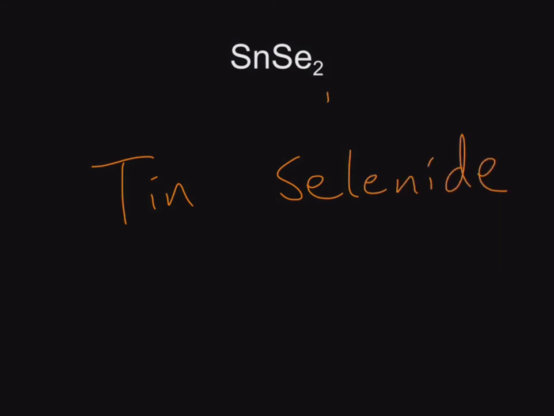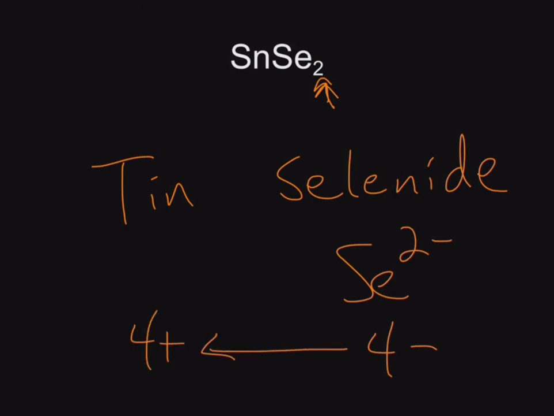Sn is the symbol for tin. Se is the symbol for selenium. So this is going to be tin. And this one's a little bit tricky. Selenide. There are 2 seleniums. Selenium has a charge of -2. But since there are 2 of them, that means the total negative charge is 4. That means the total positive charge has to be 4. There's only one tin, so 4 divided by 1, this is tin 4 selenide.